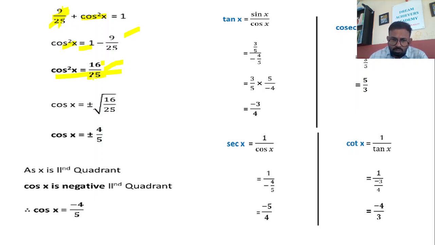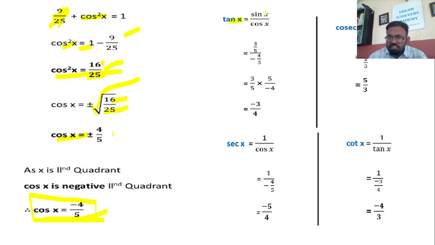So apply square root on both sides. So cos square x whole root is nothing but square, and square root will get cancelled. So square root of 16 by 25, 16 square root is 4, 25 is 5. So cos x will become plus or minus 4 by 5. It is in second quadrant, therefore cos x is negative. That way we will take it as minus 4 by 5. This is the way.